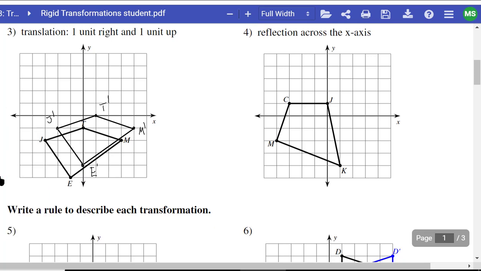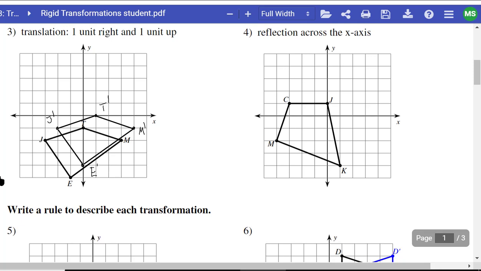It's this one slid up and to the right. We did rotation, which is a turn. And now we're going to do reflection across the x-axis. So number one thing we do in math is count. What are we counting? So number 4, reflection across the x-axis.